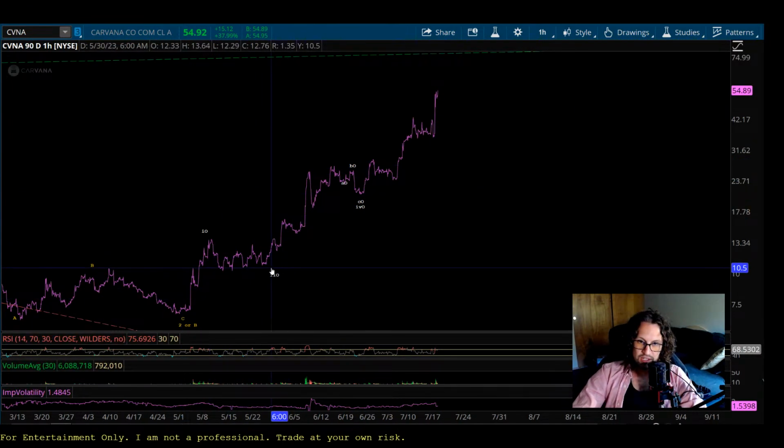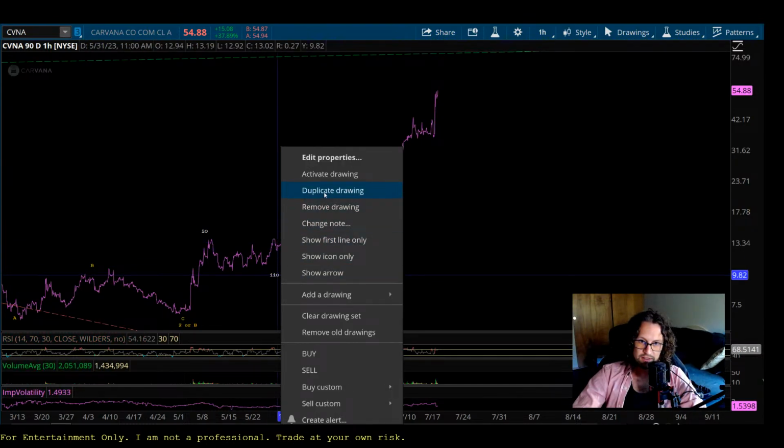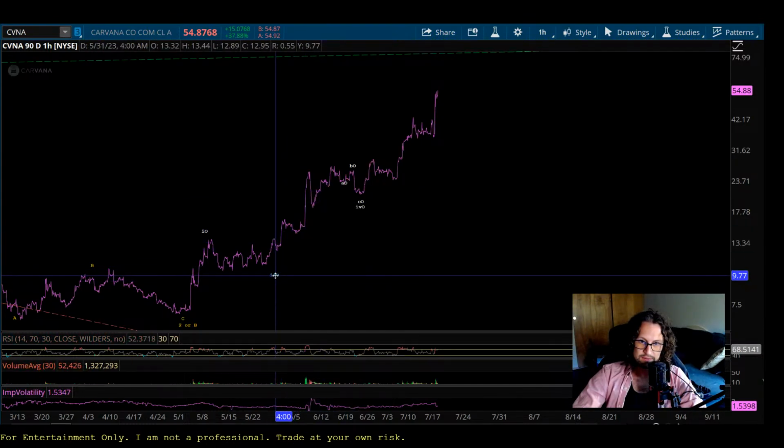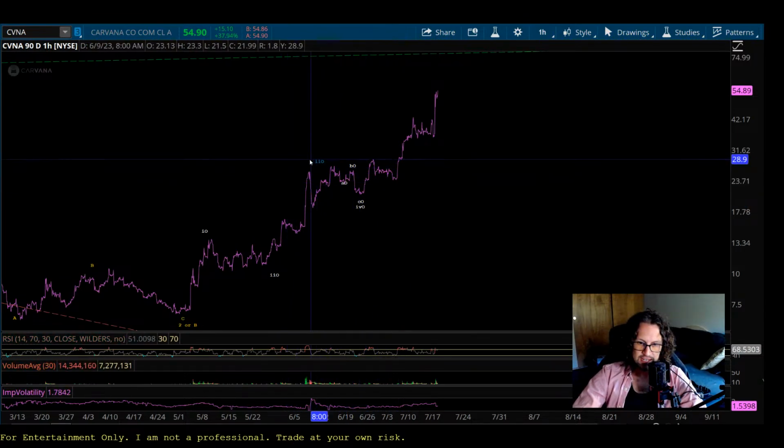1, 2, and then 3 peaks. Let's see, where did 3 peak? 1, 2, 1, 2, 3, 4, 5. Right here is the top of wave 3. 4, 5. A, B, and C is kind of sharpish. I'm definitely going to be missing exactly where it is.